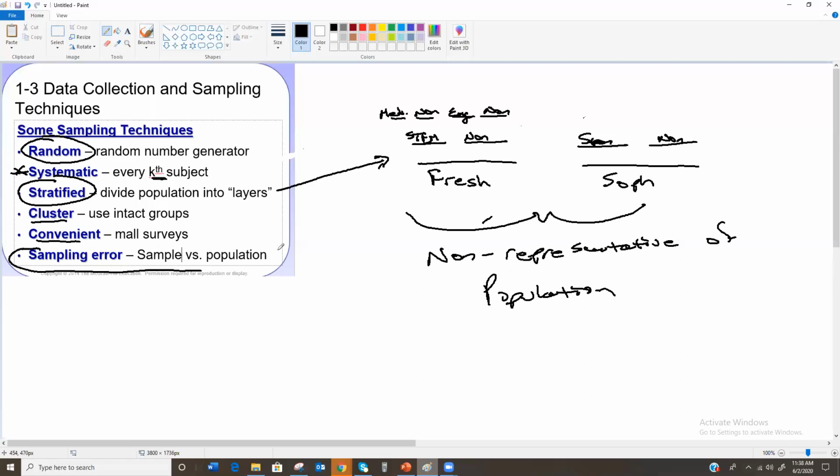Sampling error, they kind of listed this like it was one of these sampling techniques. It's not a sampling technique. It's what happens when the sample doesn't match the population. So when your sample doesn't look like a small version of your population, that's sampling error. All right, any questions on that?